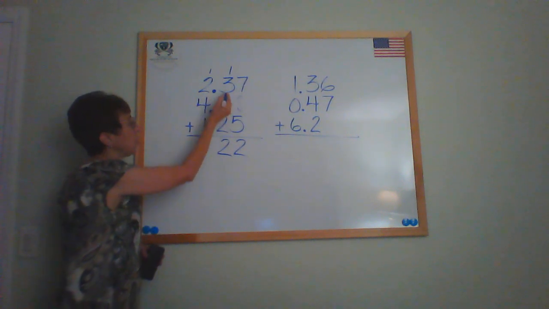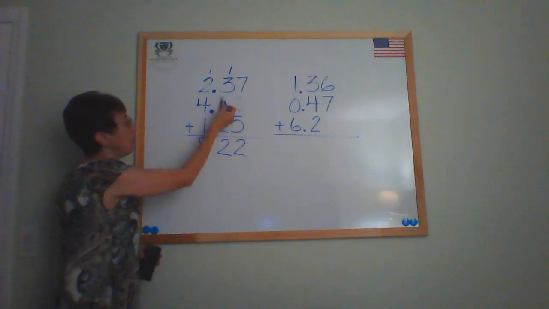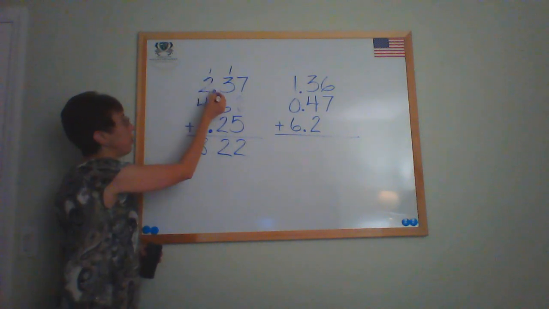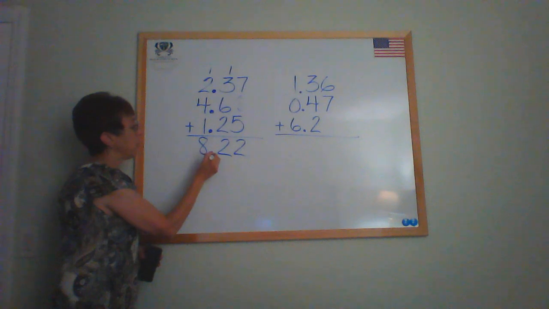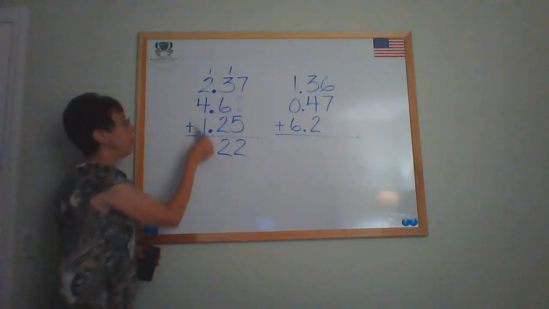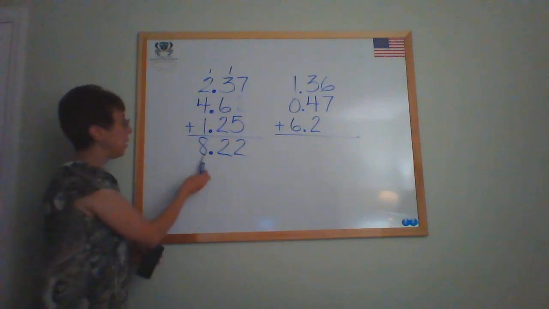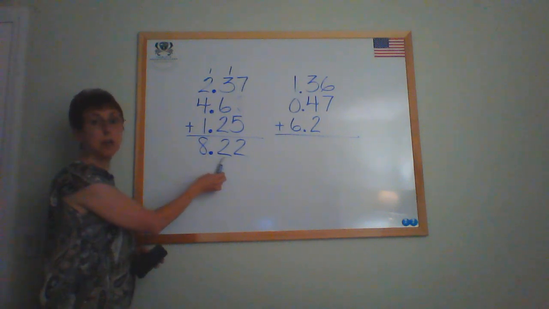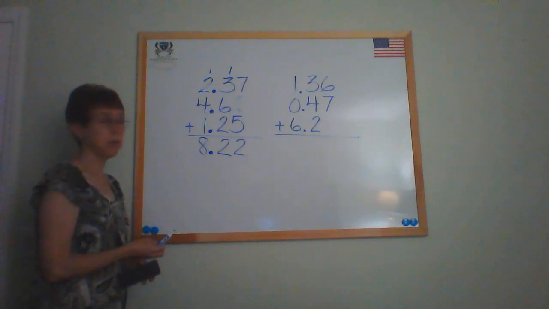Bring down the 8. Now don't forget that over here, after we finished in this column, we carried over the 1, you want to make sure that you bring down your decimal point and then move into your last column to add. So here your answer is 8 and 22 hundredths.